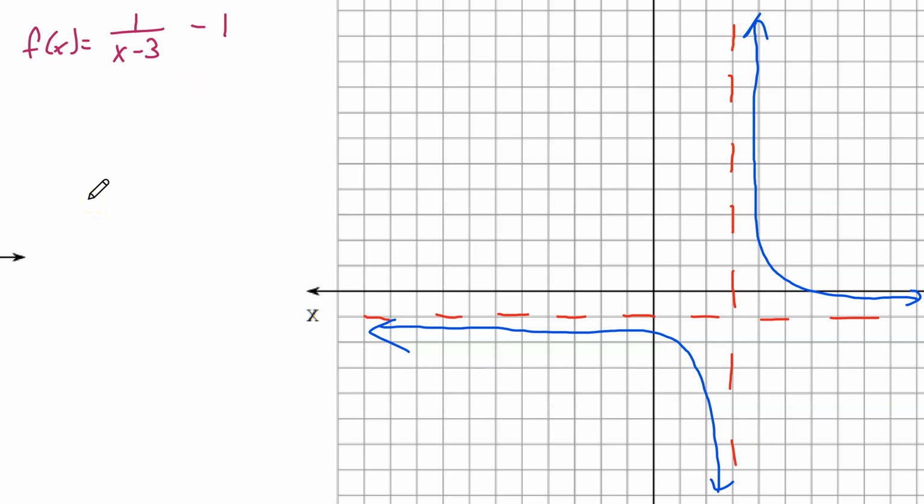So when you have a parent function and you're just looking at those transformations, shifting in the denominator is going to shift you left and right. Sitting outside is going to shift you up and down, just like the transformations did. So think about those transformations that we've talked about before.